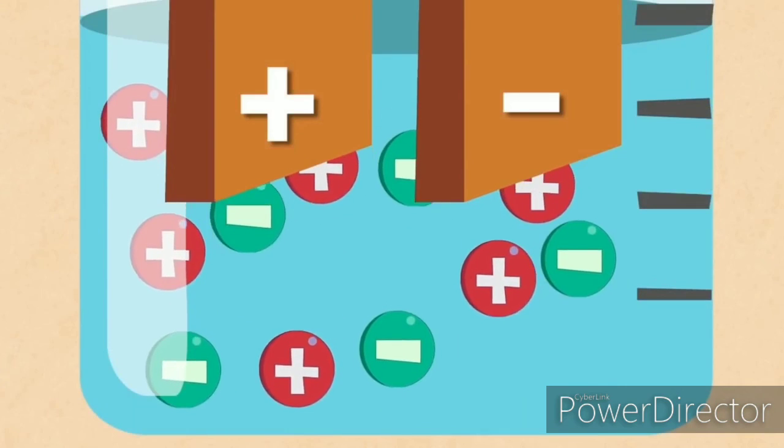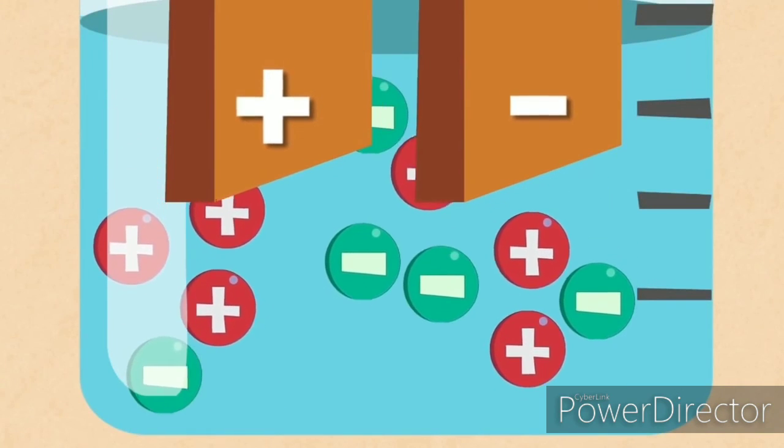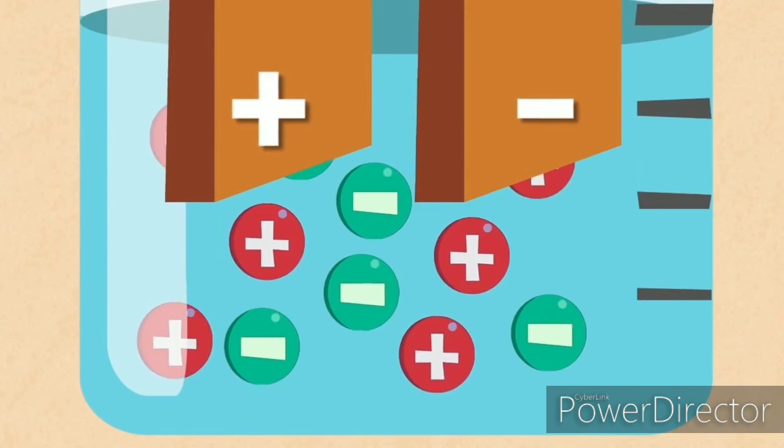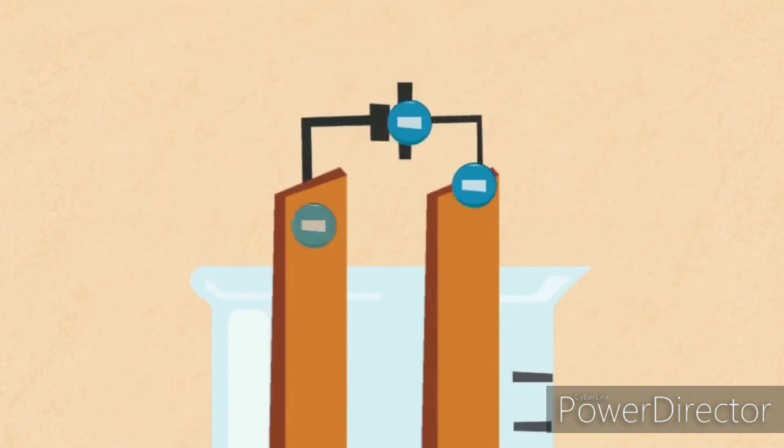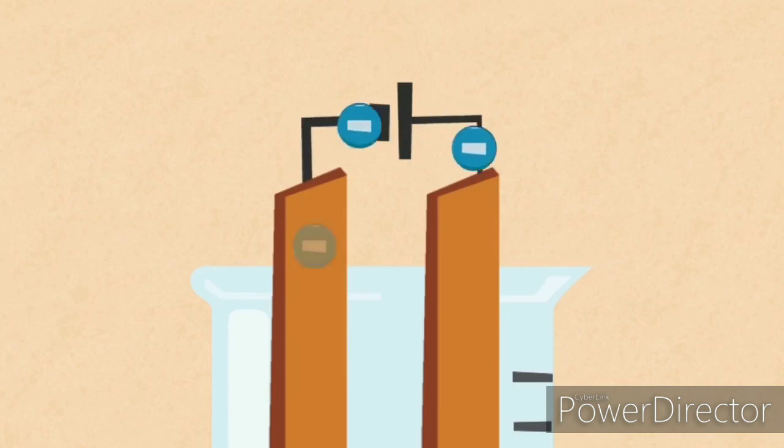When current flows in an electrolyte, it is the ions that move and carry the electrical charge. When current flows in the electrodes and wires, it is the electrons that move and carry the electrical charge.